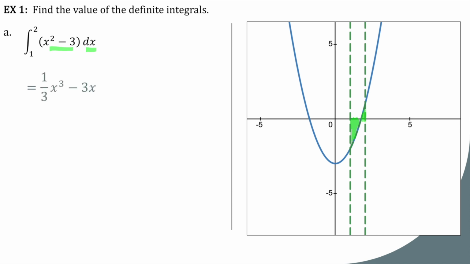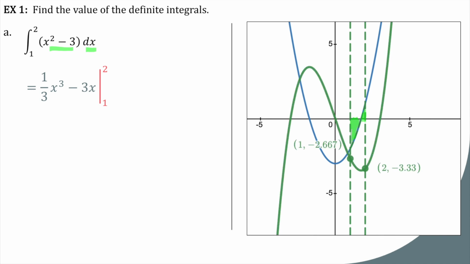So we'll take the antiderivative of x squared minus 3. You get 1/3 x to the third minus 3x. And now we will evaluate that from 1 to 2. So this green function here is now 1/3 x to the third minus 3x, just so you can see the antiderivative, and we want to know the difference in the y values from 1 to 2. In other words, F of 2 minus F of 1.